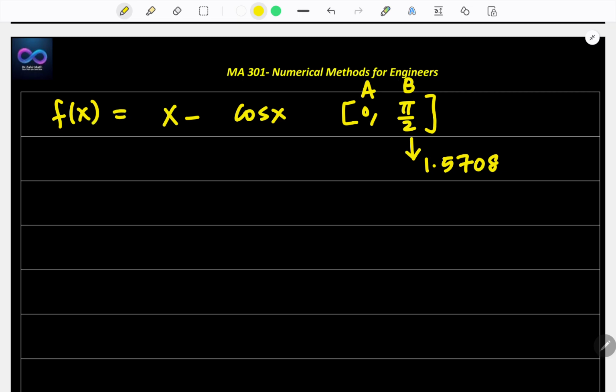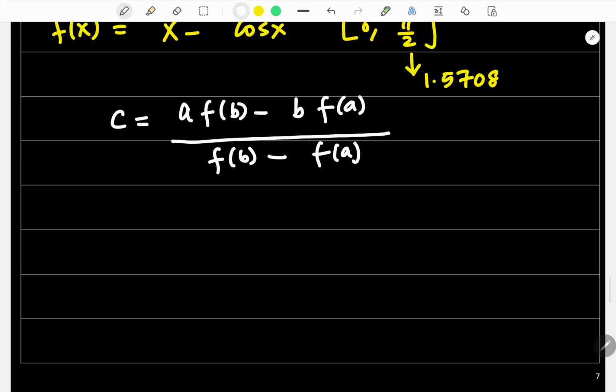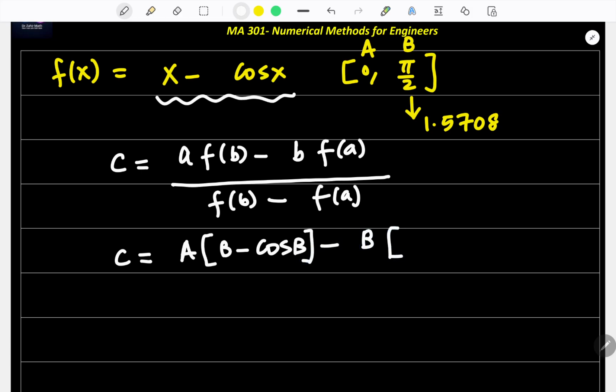Okay. Now we need to create the formula. What is the formula? The formula is C is equal to A times f of B minus B times f of A divided by f of B minus f of A. Right, all of you? Yes. Now, usually, I told you in the last problem, on the calculator, you're going to type C is equal to capital A. Your f of B is what? This is your f of x, right? So, what's your f of B? Put x is equal to B. So, this will be B minus cosine B, right? Minus B bracket open f of A. A minus cosine A, right?